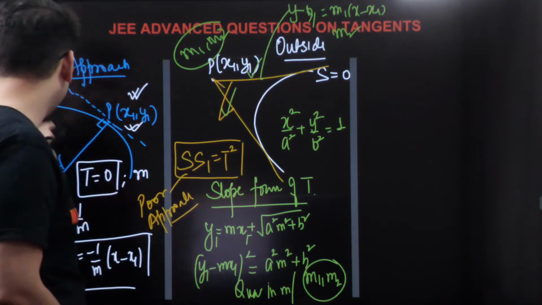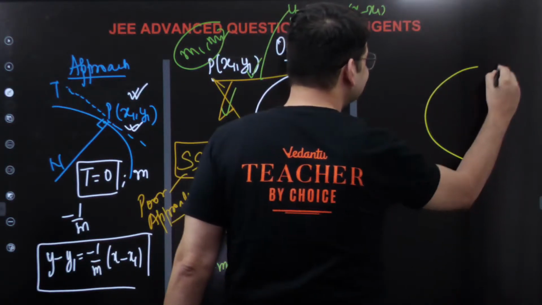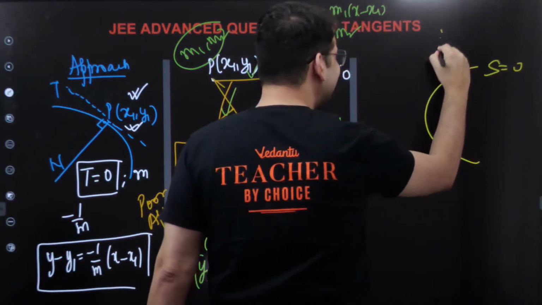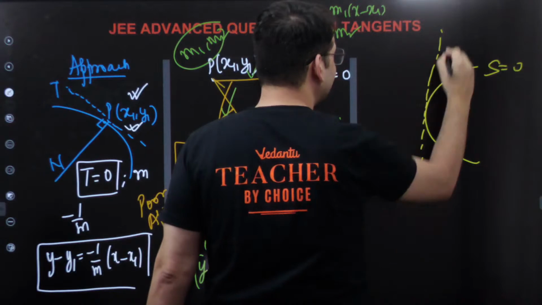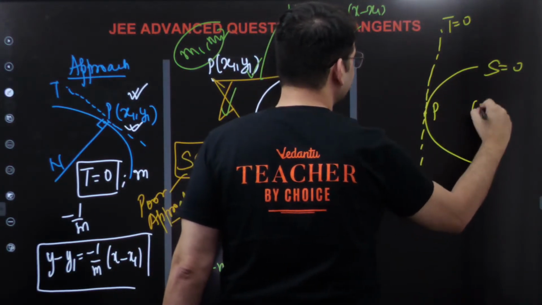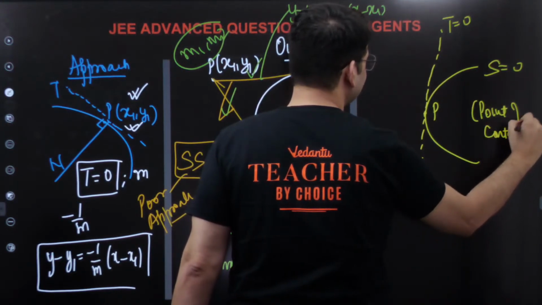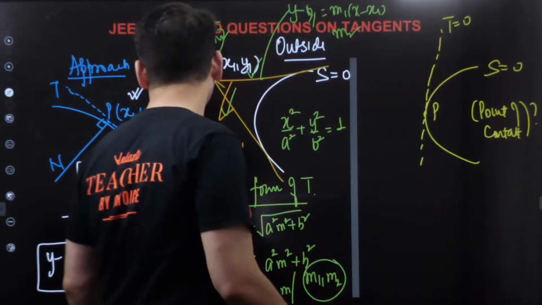The third would be: there is a curve, S is equal to 0, and there is a tangent. It is given that this is the tangent, T is equal to 0. Find this P, the point of contact. You need to find the point of contact.